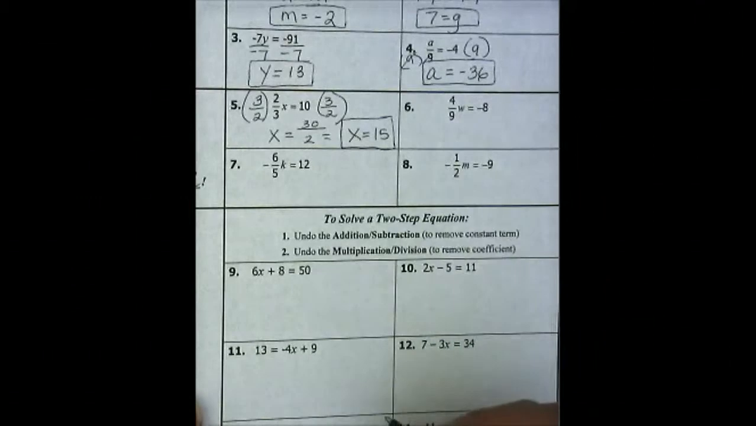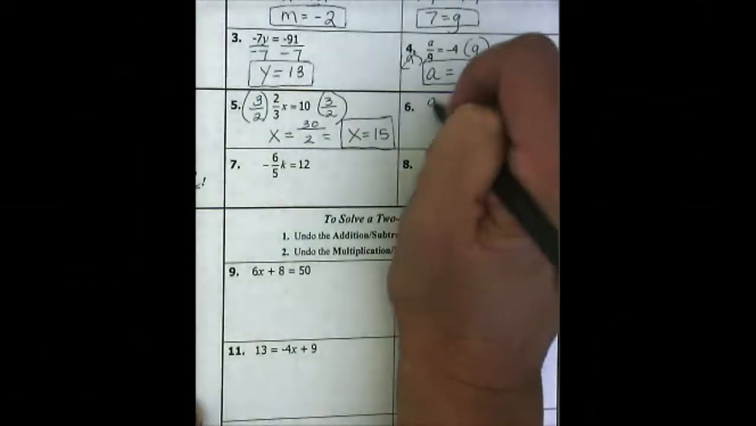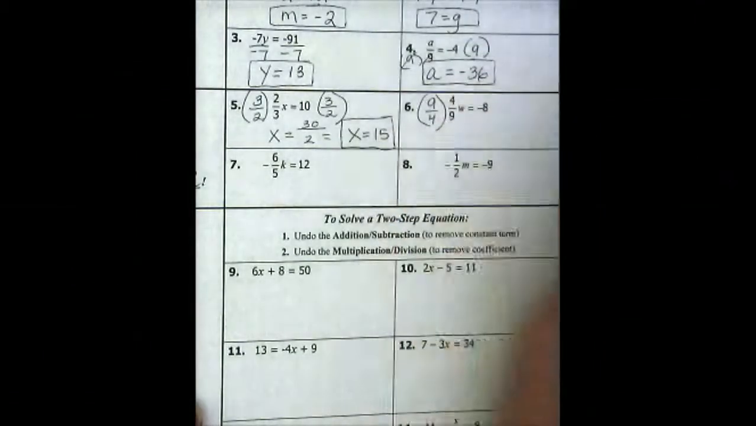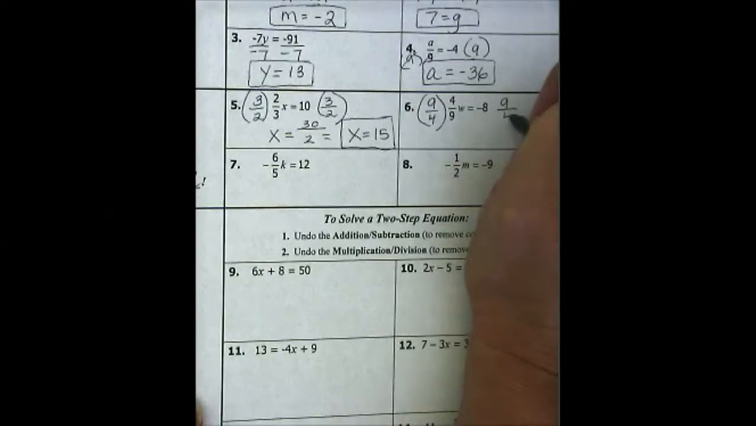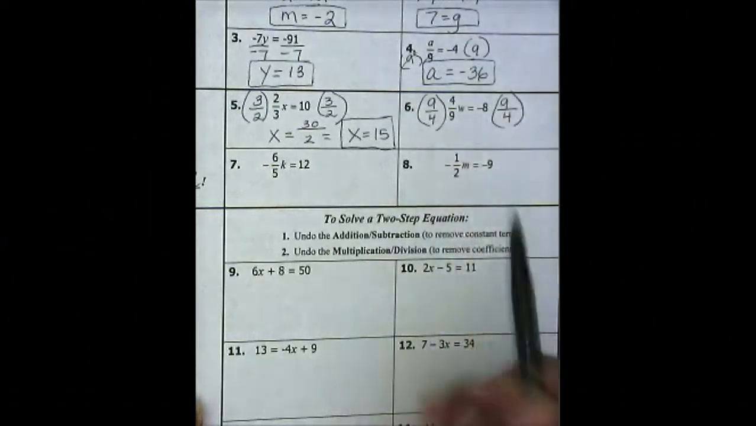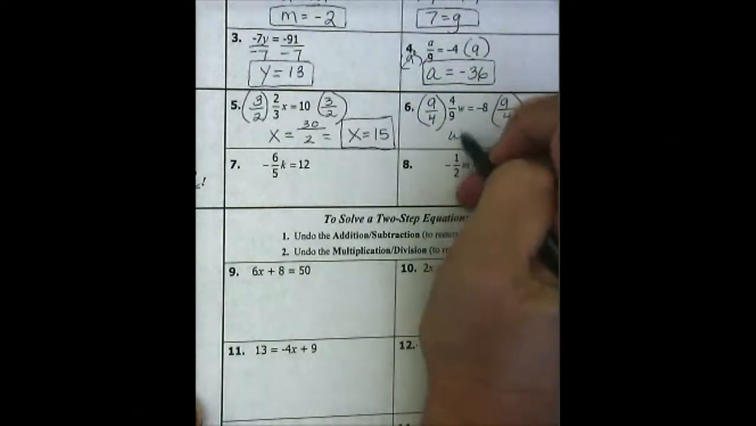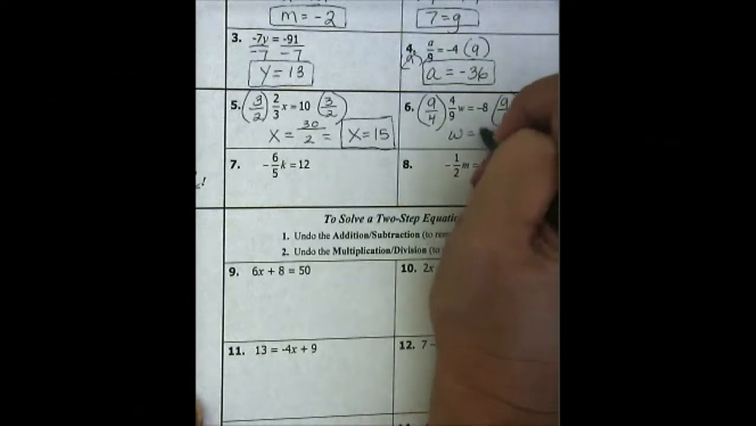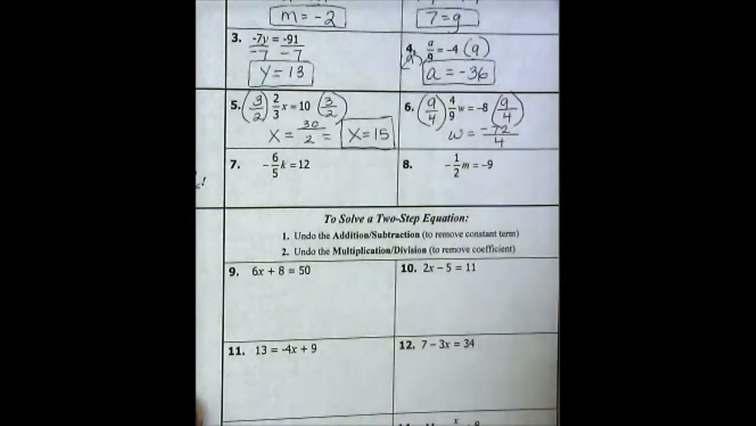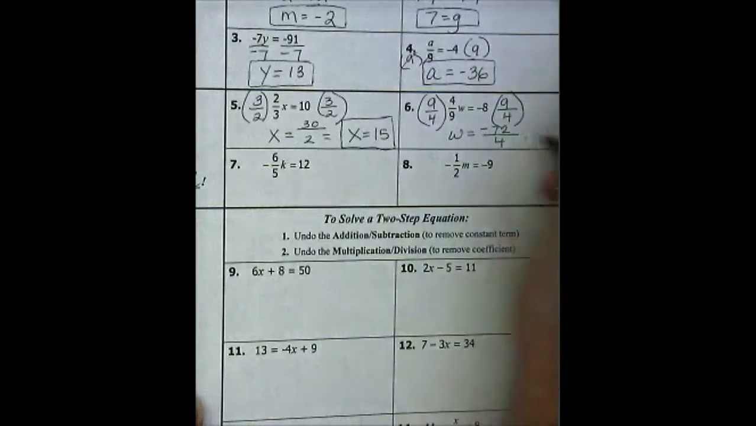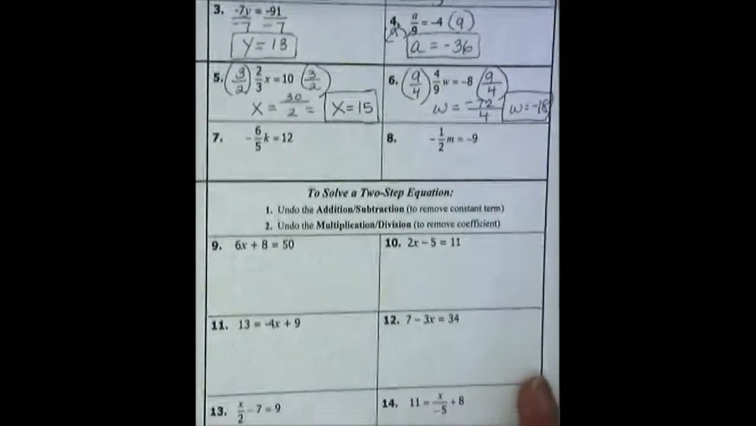Hopefully you know at this point that the reciprocal of 4/9 is going to be 9 over 4. We just flip it upside down. And when we do that, it cancels out. We get w equals negative 8 times 9 over 4, which is negative 72 over 4, and w equals negative 18 when you simplify that fraction.